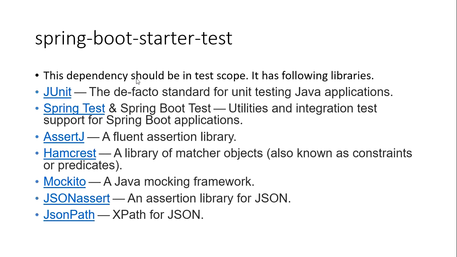So JSON path also, if you want to validate your JSON object values, then we will take the help of this JSON path. So overall, what I'm trying to say is that this Spring Boot starter test dependency consists of all these transitive dependencies which are required to proceed with your unit testing as well as integration testing. Okay, so this is one thing.